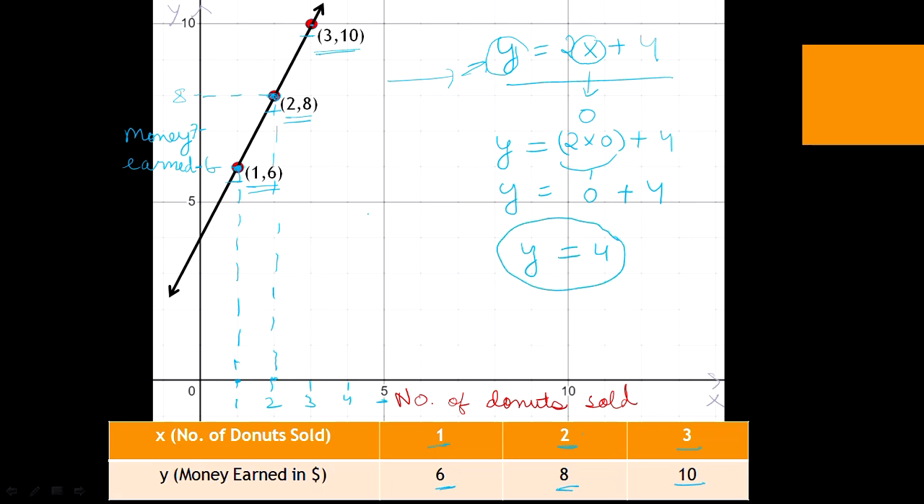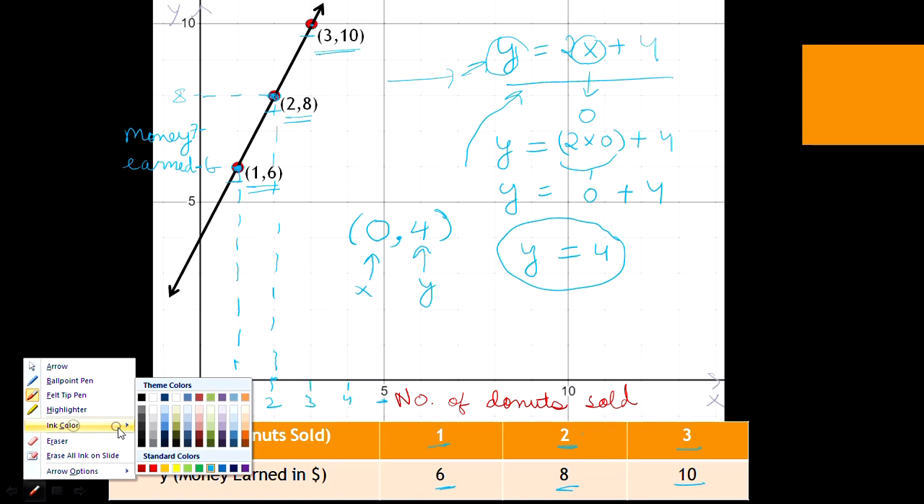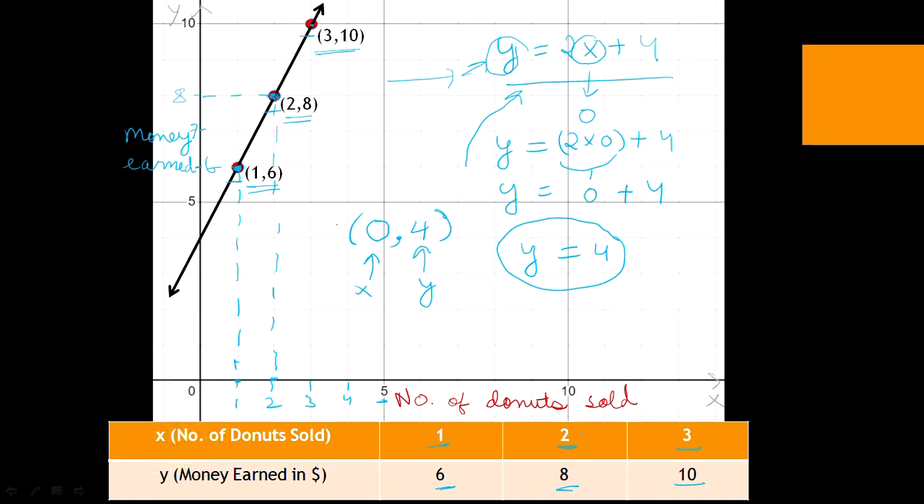That means I have just come up with another solution, 0, 4, right? So when x is 0, y would be 4. So 0 comma 4 must be a solution to this equation. Now what I've just said before this was that all the solutions to this equation lie on that straight line. So because this right here is a solution to this equation, we've just found it out, this point also must lie on this line. So let us just confirm that.